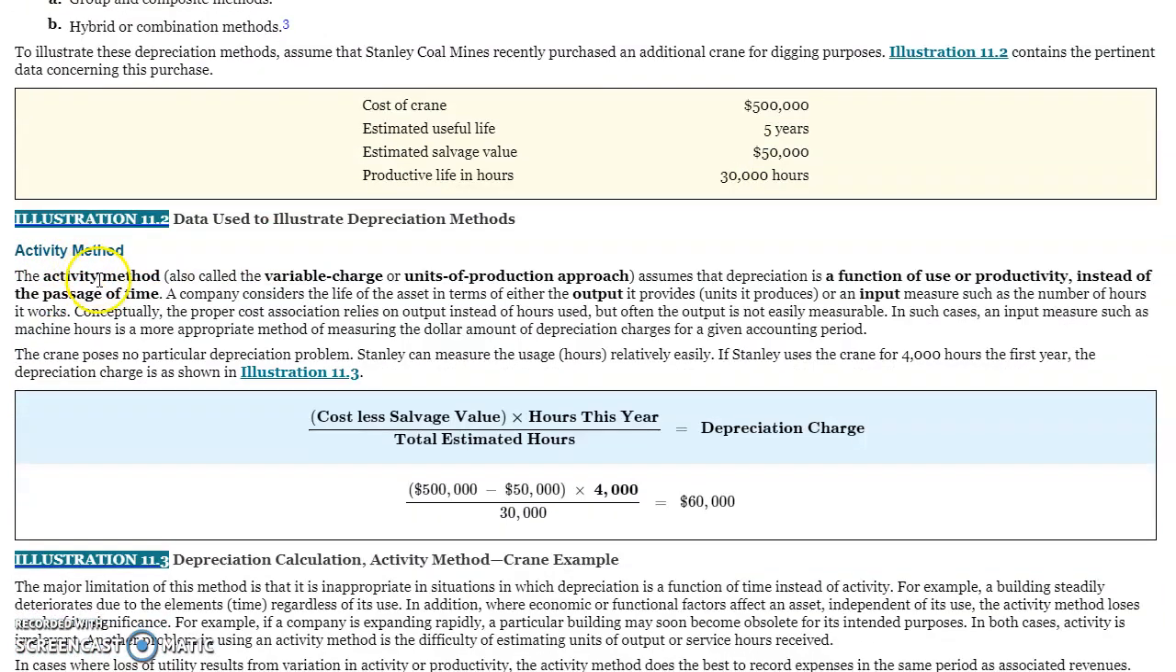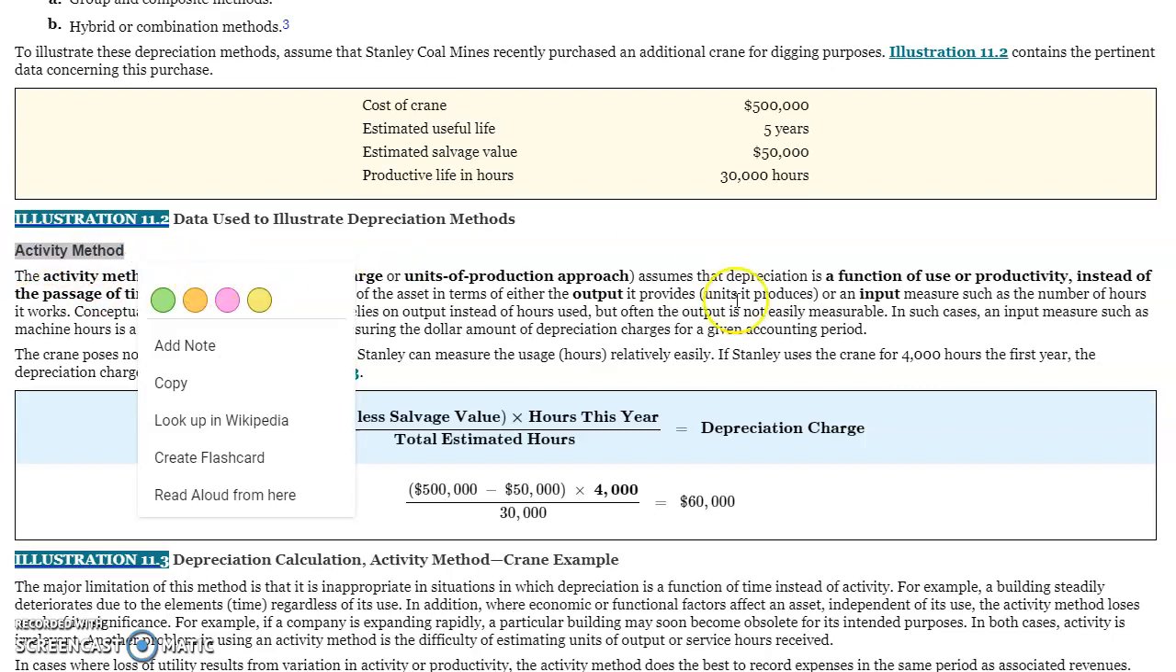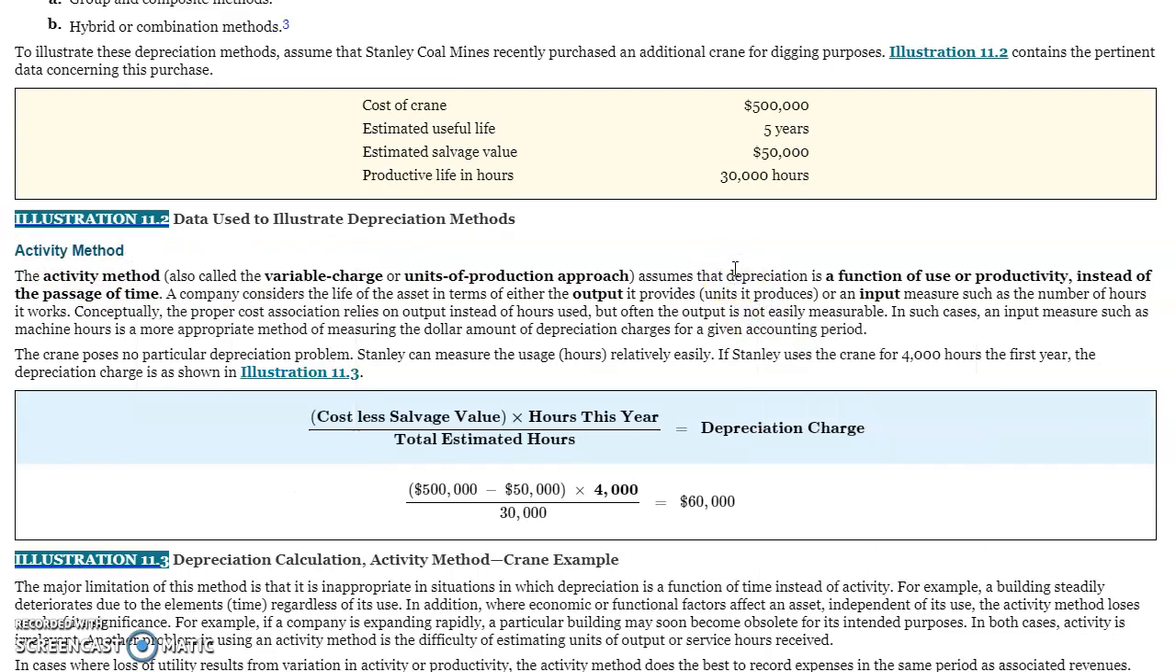One of them is the activity method. You may recall hearing about this method when you went over the units of production, is sometimes what they call it, units of output, units of activity, and so forth. So there are many different words here. There's even another one here, variable charge. Essentially for this depreciation method, you are simply going to depreciate based on actual usage, right? It's a really interesting one because it reflects how much you are using said piece of equipment to generate revenues, right?